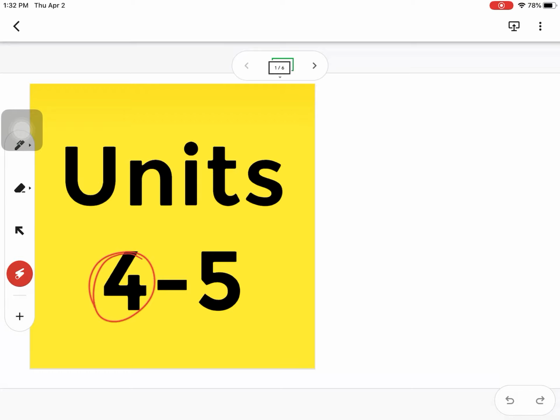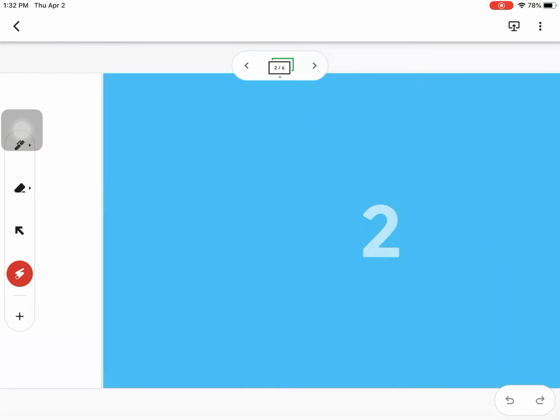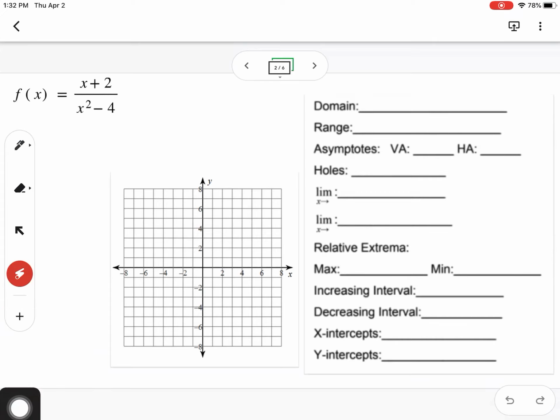Okay, here we're going to talk about units 4 and 5. Unit 4 was our rational expressions, so these were the ones that we had quite a few different rules for your asymptotes on. And then unit 5 was logs and exponentials, so I'll do probably 2 or 3 of these and then one of each of your logs and exponentials here.